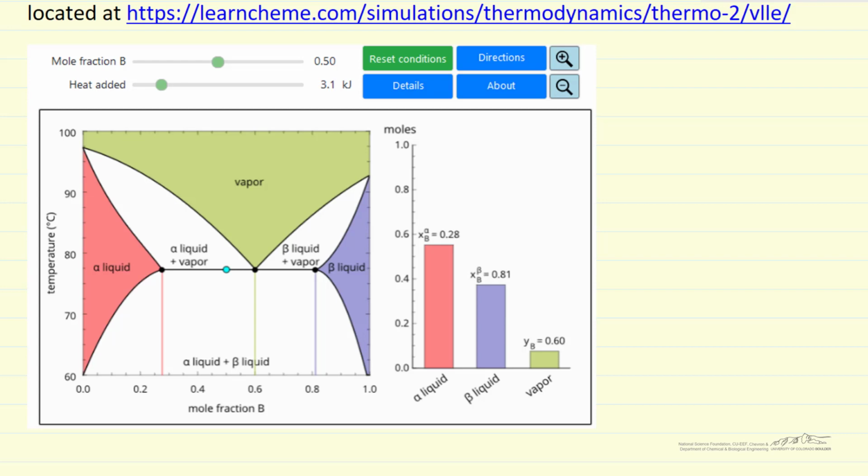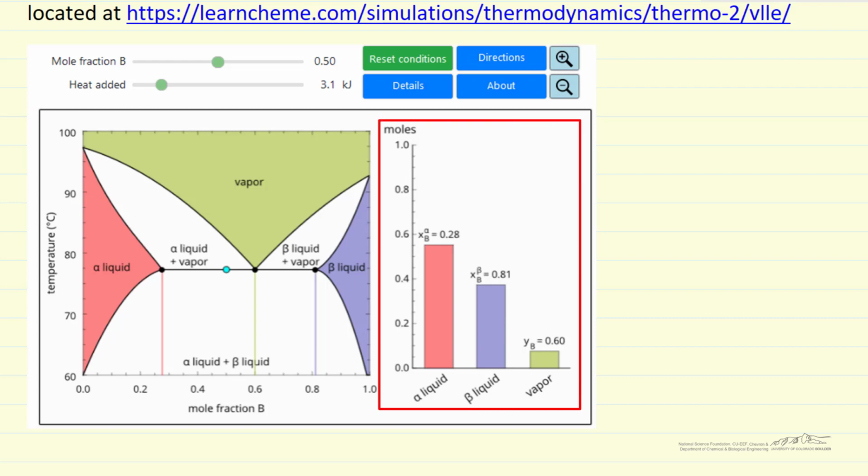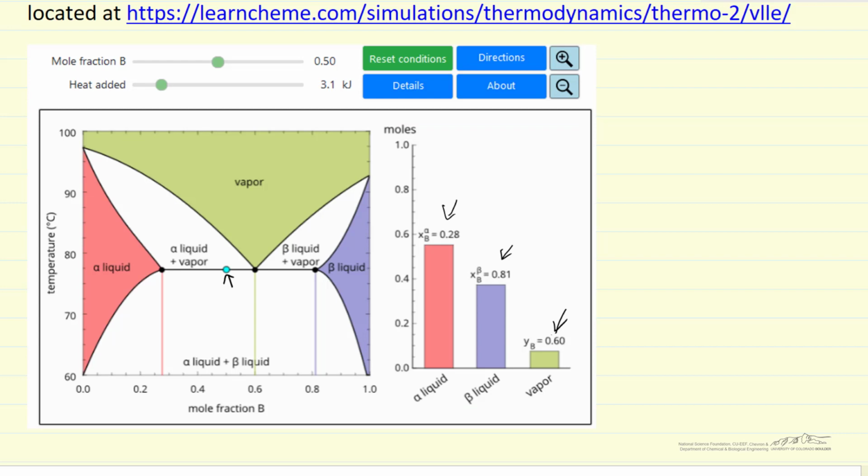browser-based simulation. So on the right side, we show the amount of each phase. So the alpha phase, the alpha liquid, that's a liquid that is enriched in component A. We're plotting the mole fraction component B on the x-axis. The beta phase liquid is a liquid that's enriched in component B. For this particular point on the phase diagram, these are the mole fractions of each of the 3 phases. And then the bars represent the amount of each of these phases.